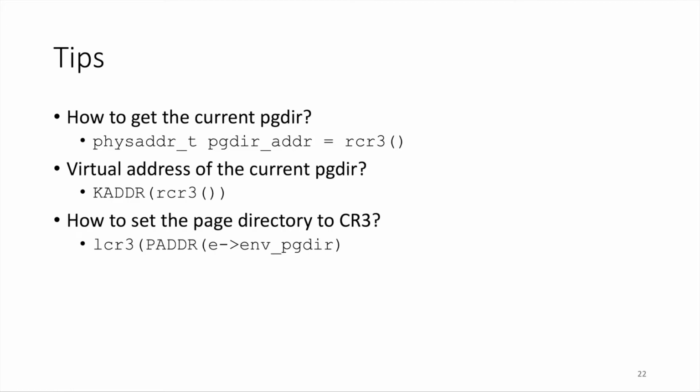And to get the page directory, please use the function rcr3, read cr3, and make sure that function returns the physical address of the current page directory. And to get the virtual address of it, you need to wrap it with KADDR. And to set the page directory back to cr3, you can use lcr3, load cr3, and make sure that you supply the physical address of the target page directory. So if there's a virtual address, for example, the environment's page directory, then you should wrap it with PADDR to supply the physical address to lcr3.